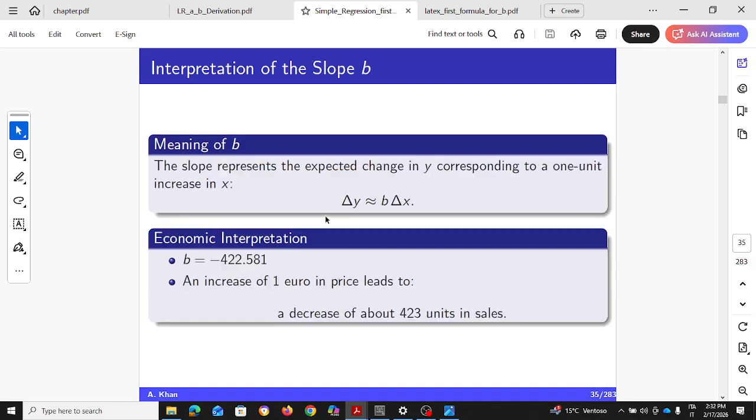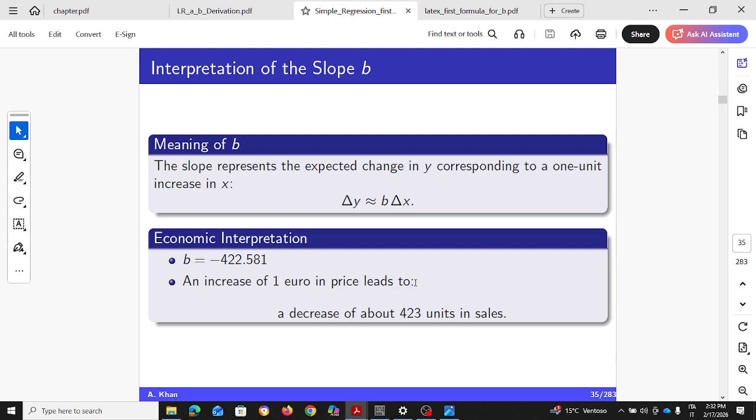Now, the meaning of the slope here is: how much change we get in X, so the corresponding Y is changing. For example, in this example we had, as you were saying before, B is minus 423. So its interpretation is, if we have an increase of €1 in price, it leads to a decrease of 423 units in sale. So this is the basic meaning of the slope. We change the price by €1, and we get a decrease of about 423 units.